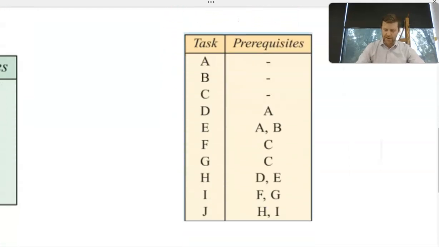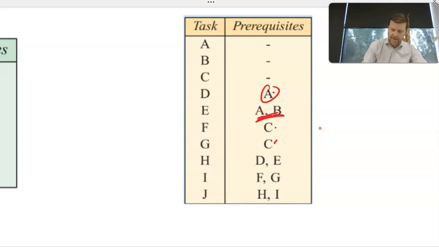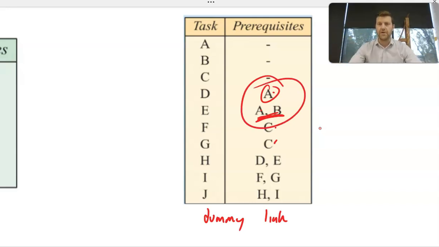The last one, you guessed it, that's right. Can you see what we're looking for here? You can see that C appears twice, but by itself. A appears twice, and this time A appears once by itself, and then again with another task. So in this case, yes, there would be a dummy link. So watch out for that pattern to identify if there is going to be a dummy link.